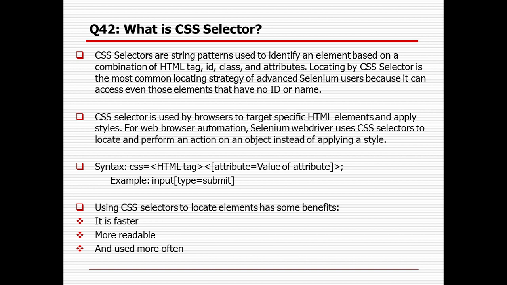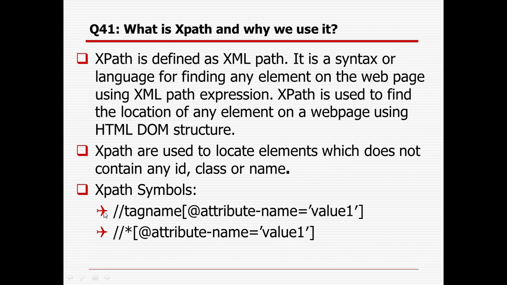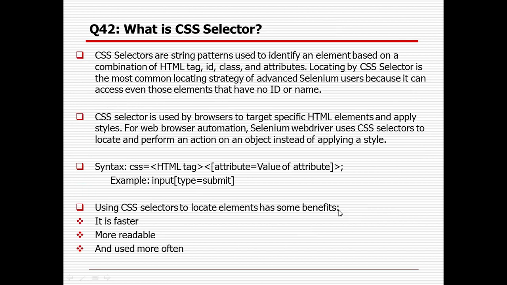So this is the syntax for creating the CSS selector, right? HTML tag, and you need to give the attribute and value. So this is really easy compared to XPath, right? You can see XPath is double slash, tag name, @ attribute name, equal to, and the value. Here, only the simple HTML tag name, then the square brackets with attribute and value. I am giving some sample examples, like input type equal to submit or input ID equal to something. And what are the advantages of CSS selector? It is very much faster, it is more readable, and we can use it multiple times very often.